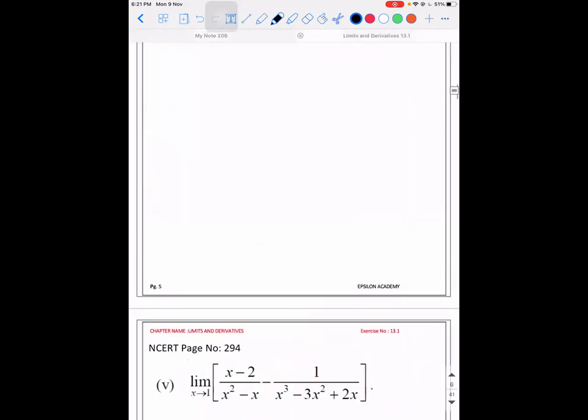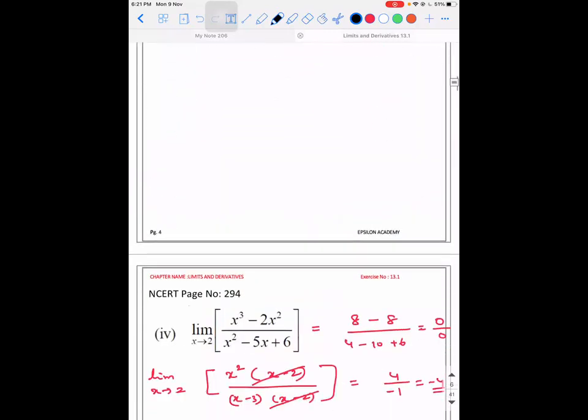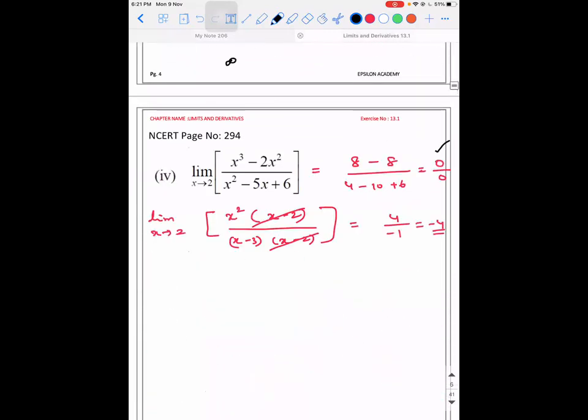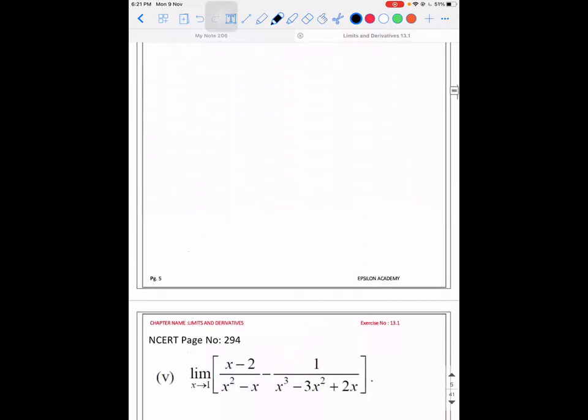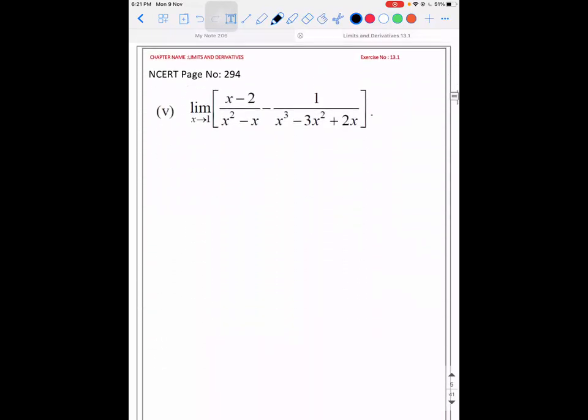Okay. And I also told you some important points: if it is 0 by 0 form or infinity by infinity form, what are we supposed to do? These are called indeterminate forms. For this, first we need to simplify the expression and then substitute the limit values. So having all these points in mind, let's start solving from the fifth problem.